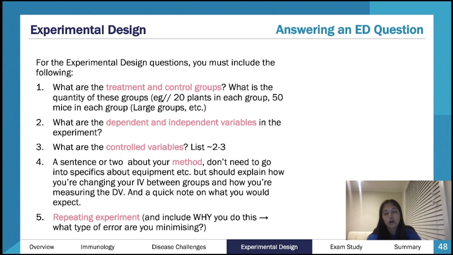Talk about this idea of your reliability or your repeatability, that sort of thing. And talk about how you're minimizing your random errors through that. Hopefully you all said that at the same time. Random errors are what you're thinking about in terms of repeating that experiment.